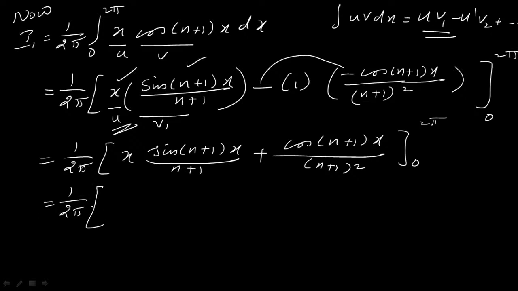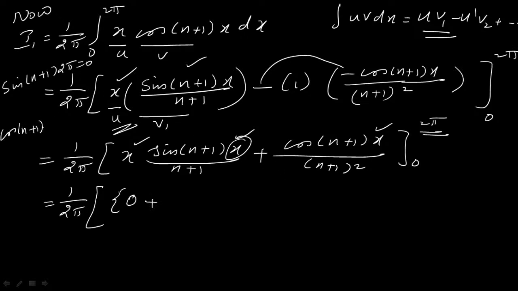So that is equal to 1 by 2 pi of, put a big parenthesis, inside that you have a sub parenthesis like this. First let me substitute the upper limit. So let me mark the portions of x first. Already I told you sin (n+1) 2 pi value is 0. So if you replace this x by 2 pi, this term becomes 0, plus cos (n+1) 2 pi. You know cos (n+1) 2 pi value is 1.